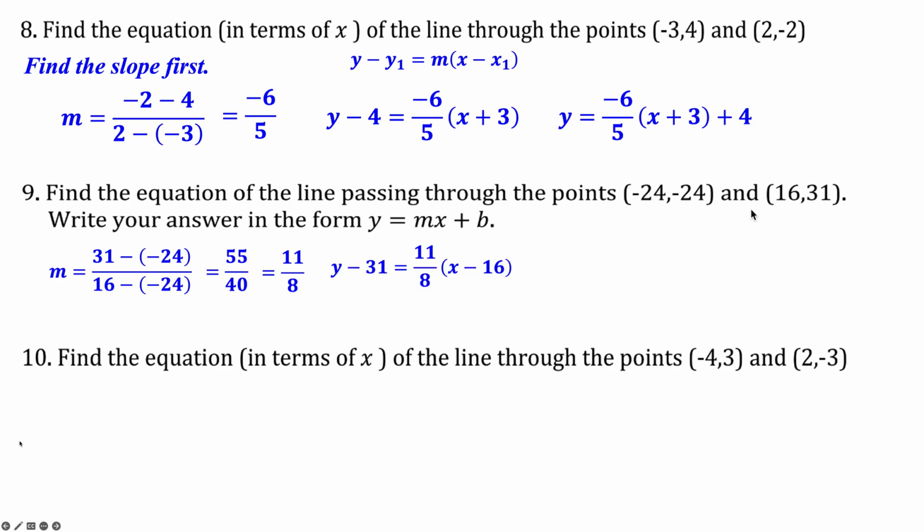So it's going to be y minus the 31 on the left, equals 11 over 8 times x minus 16. Now again, because they want y equals mx plus b, we'll distribute the 11 over 8, which is good because 8 does go into 16 twice. So we can cancel that and get a negative 22 when we multiply those together. Then we just have to add over the 31. 31 added to a negative 22 is a plus 9, and there's my equation.